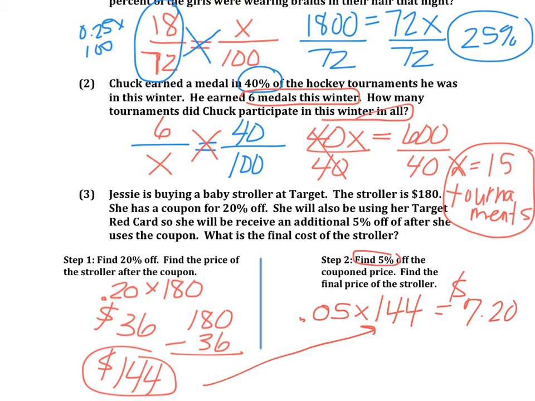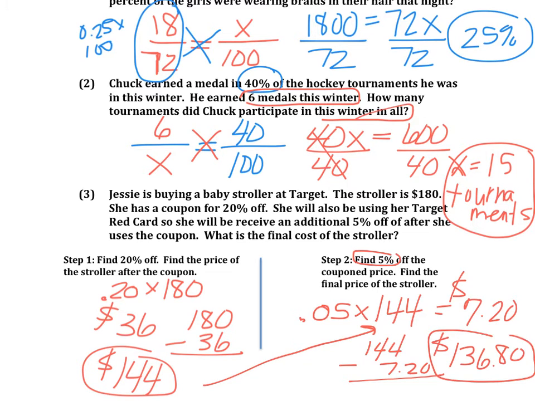Now, does the stroller cost $7.20 now? No, that doesn't make sense. So it's going to be 144 take away the $7.20. Using my calculator to help me out, make it a little quicker for you guys, $136.80 is going to be the final cost of the stroller after the coupon and after she uses the Target Red Card.